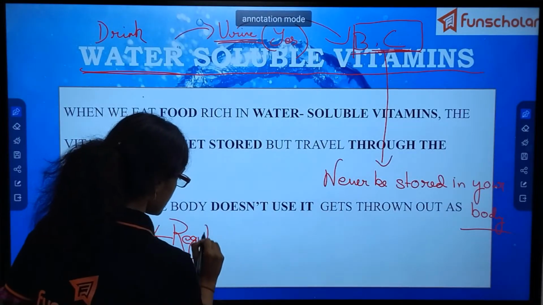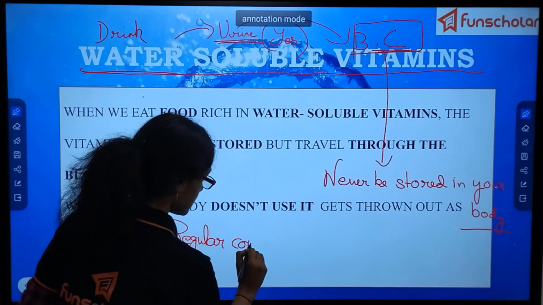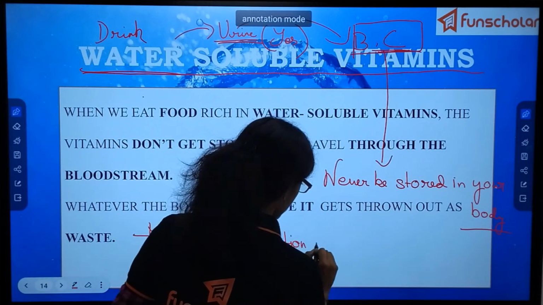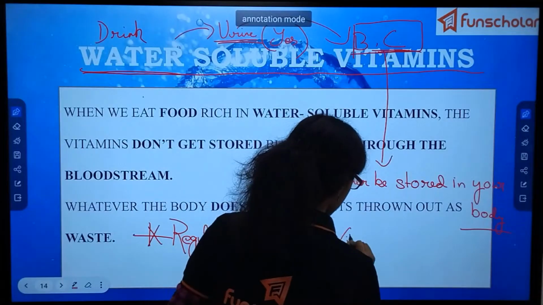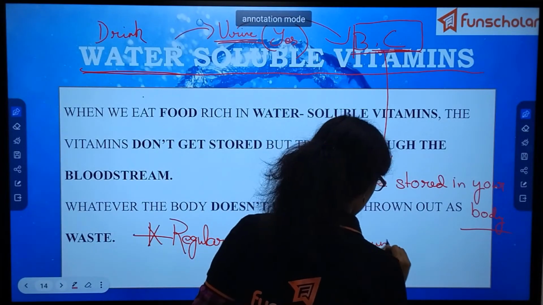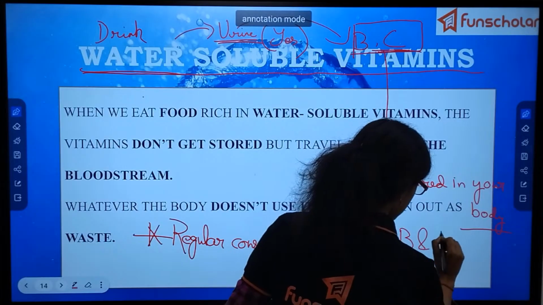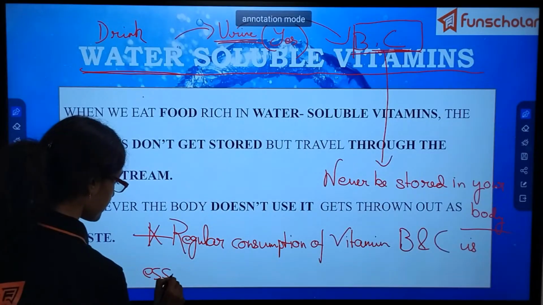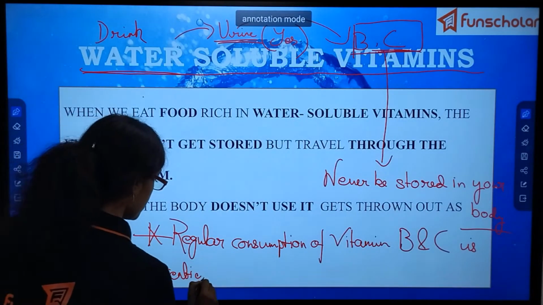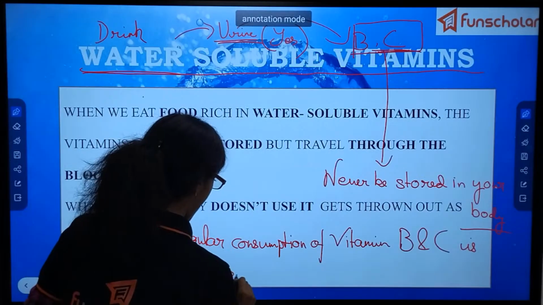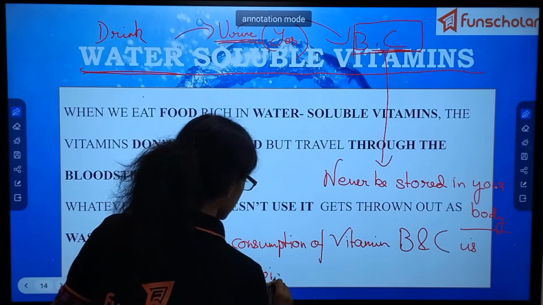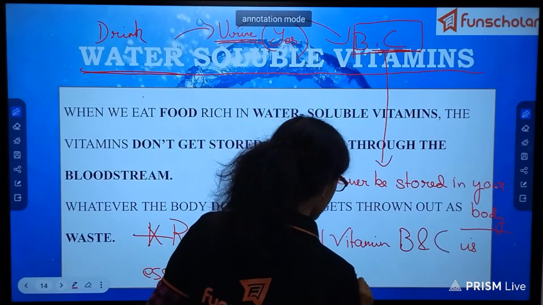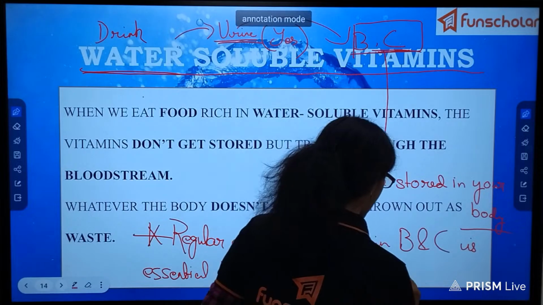Regular consumption of vitamin B and C is essential to avoid deficiency of such vitamins.